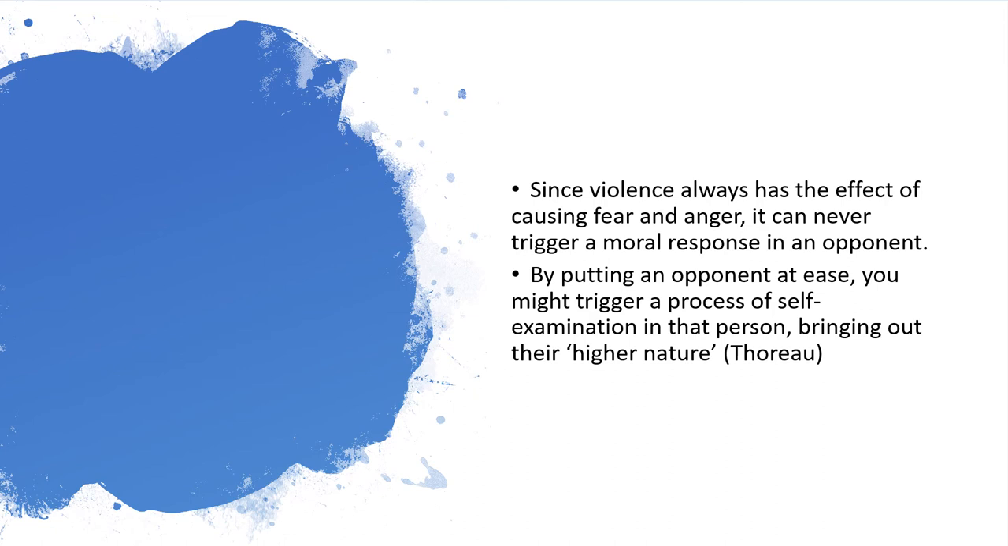So here we can see why violence is never a good solution, and why violence can never be an adequate solution to social problems, and why it can only make things worse from Gandhi's perspective. Since violence always has the effect of causing fear and anger, it can never trigger a moral response in an opponent. In satyagraha, you're trying to trigger that moral response. You're trying to trigger the recognition that there's a human relationship that's been broken by oppression, and you're trying to reach the opponent's morality. But you can never do that through violence, because that simply causes fear and anger, and it shuts down the moral response.